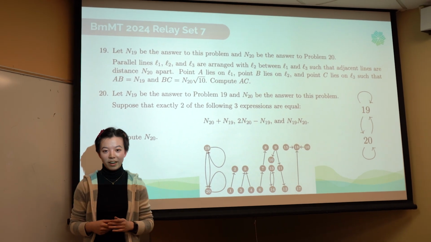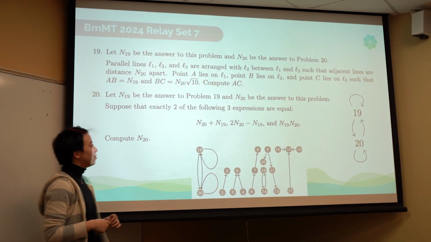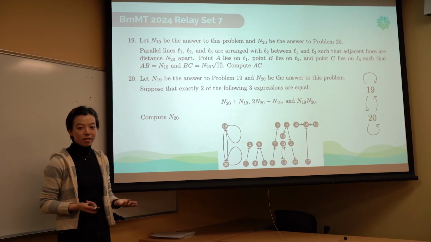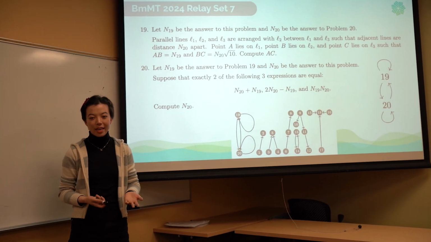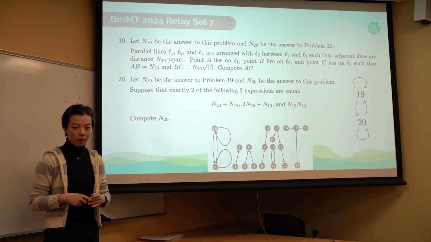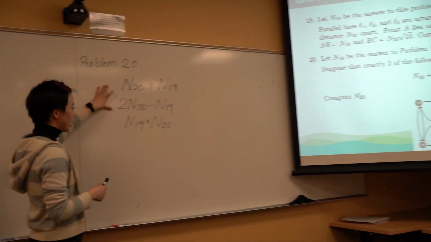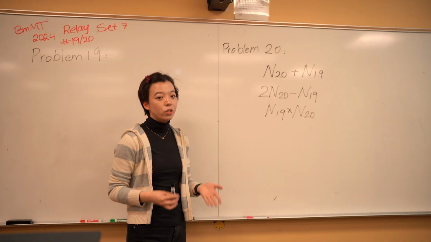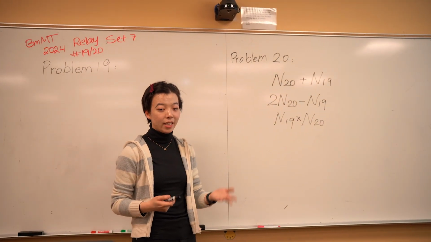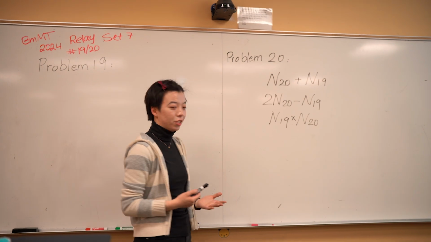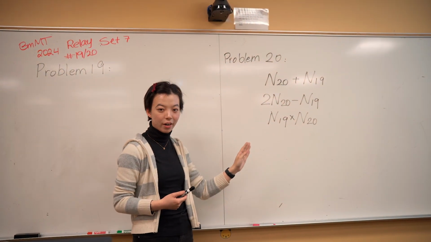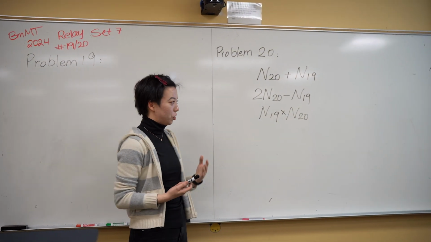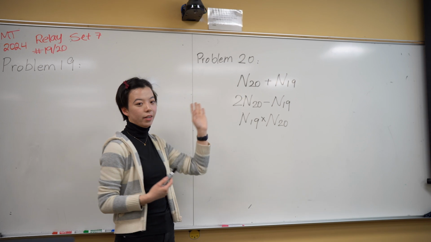So now let's actually get started with solving these two problems. I saw that problem 19 is a little bit long, but problem 20 seems a little bit easier to read. How about we start with problem 20 and see how we can go from there. In question 20, what we basically have is 3 expressions and exactly 2 of them are equal to each other. But at this point, since we don't know any relationships between N19 and N20, it's hard for us to determine which 2 are exactly equal to each other, and that's why maybe we have to look back at question 19 to see how that will help us to determine which 2 expressions are equal to each other in problem 20.